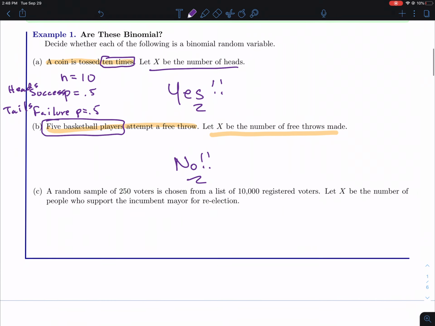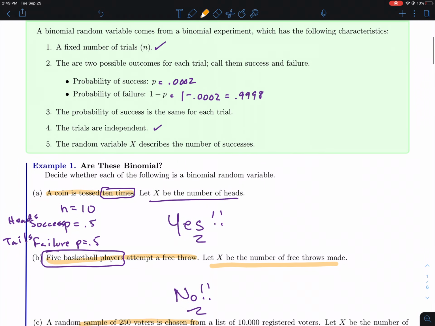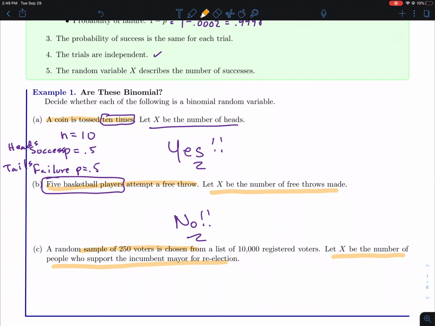All right, so let's look at letter C. So a random sample of 250 voters is chosen from a list of 10,000 registered voters. Let X be the number of people who support the incumbent mayor for re-election. So in this case, this one looks like it would be okay. So again, our fixed number of trials is going to be the sample. So it's not the 10,000. The 10,000 is the total number of people. So we're only talking about n equals 250 in this case.